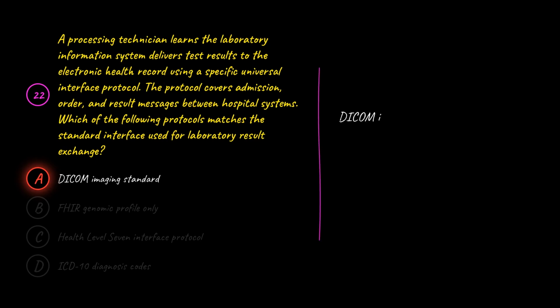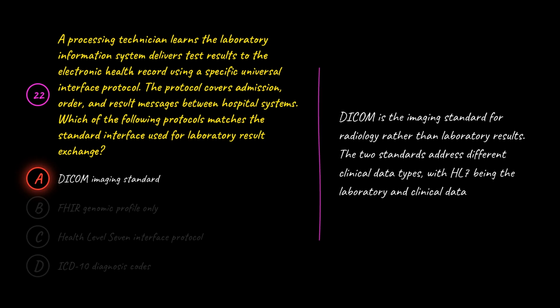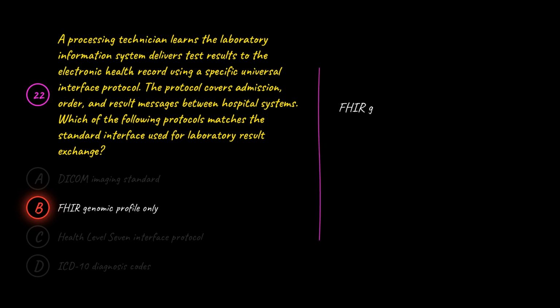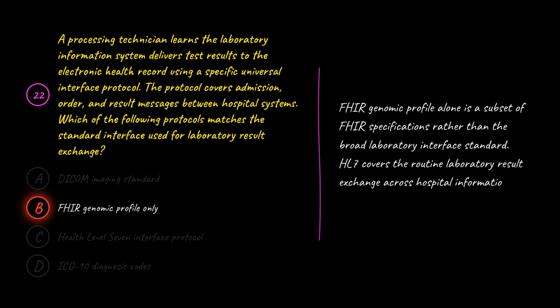A is wrong because DICOM is the imaging standard for radiology rather than laboratory results. The two standards address different clinical data types, with HL7 being the laboratory and clinical data standard. B is wrong because FHIR genomic profile alone is a subset of FHIR specifications rather than the broad laboratory interface standard. HL7 covers the routine laboratory result exchange across hospital information systems.